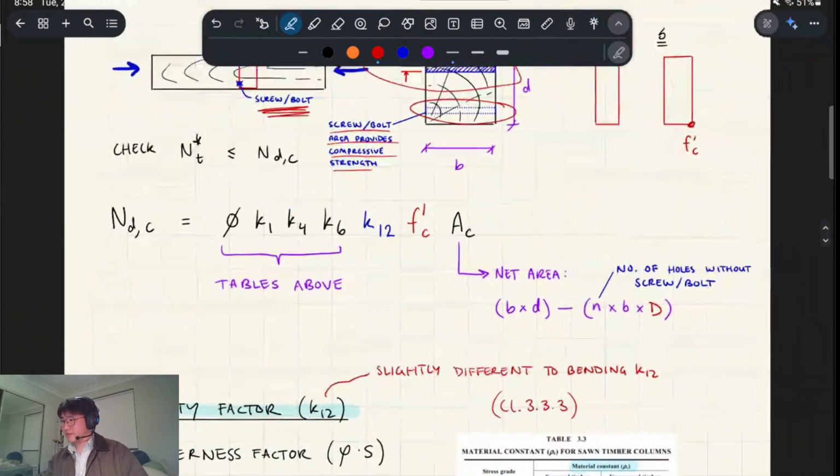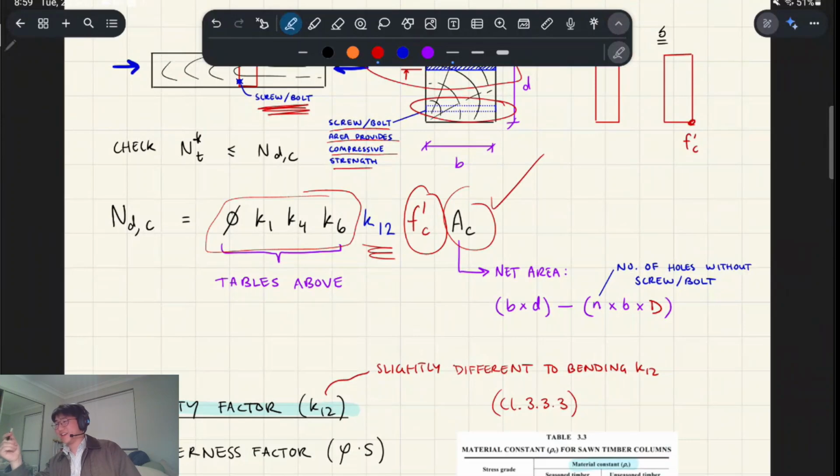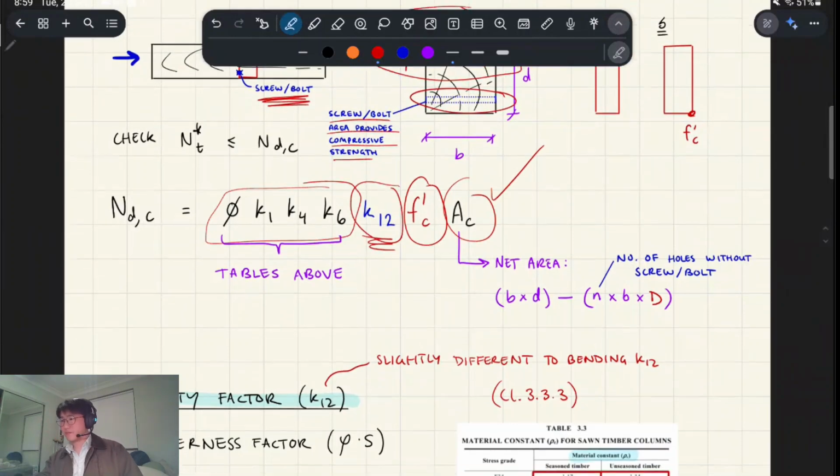So yeah, that's all that. You got your K factors from before that we talked about, but we have this new K factor which I have to explain. FC AC I just explained as the cross-sectional whole thing. F-C, the characteristic strength, is just from the tables above, right? So now all we have to talk about is K12.